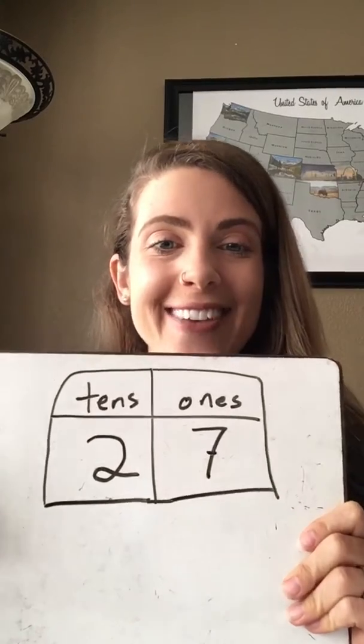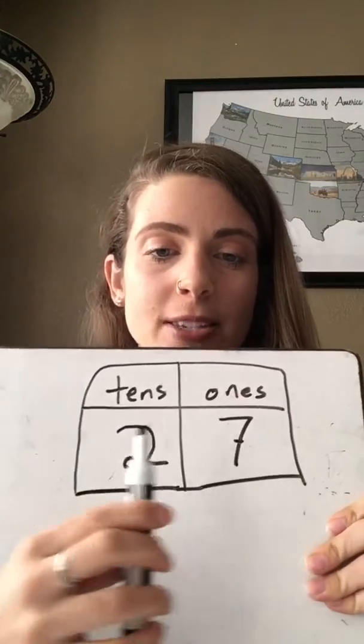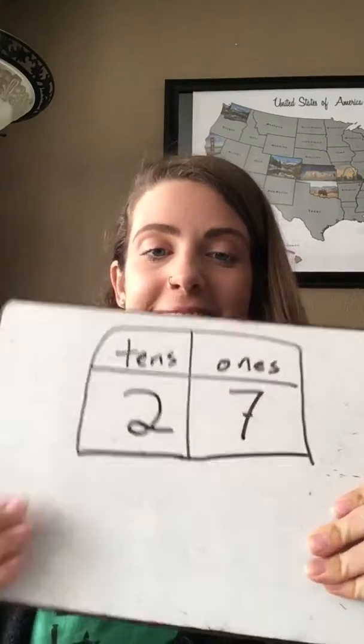So the first one, for my detectives, ready? Write it down. The digit in the tens place is 2. The digit in the ones place is 7. Say the number in 3, 2, 1. It's 27. Very good. So we have 2 tens, 7 ones makes 27.